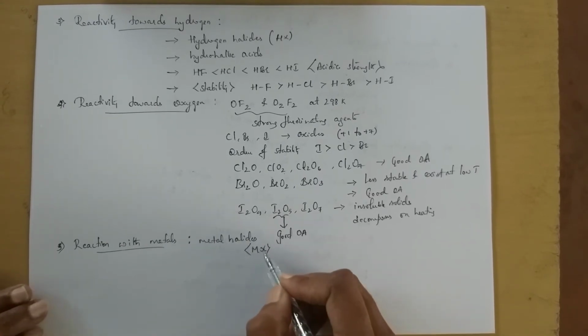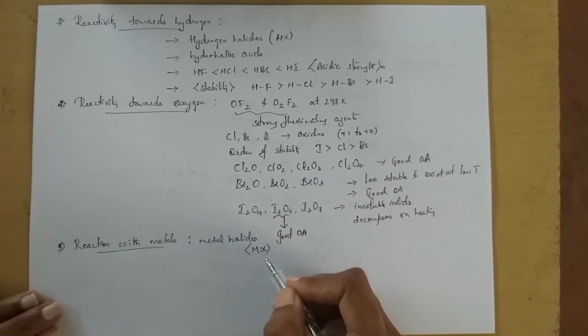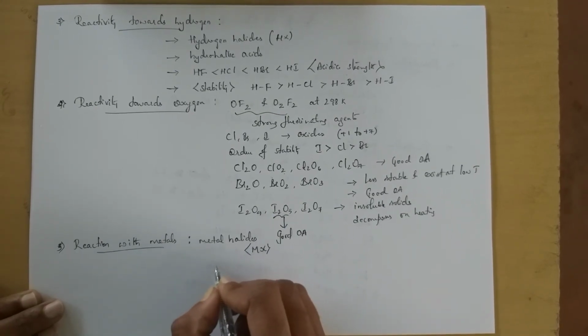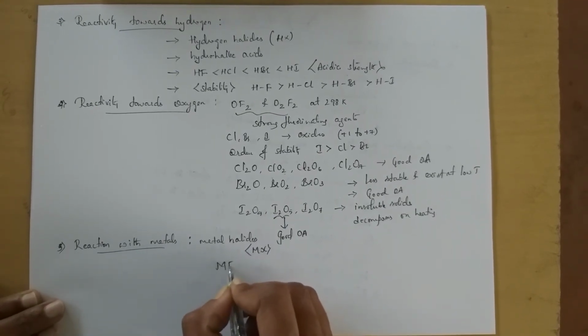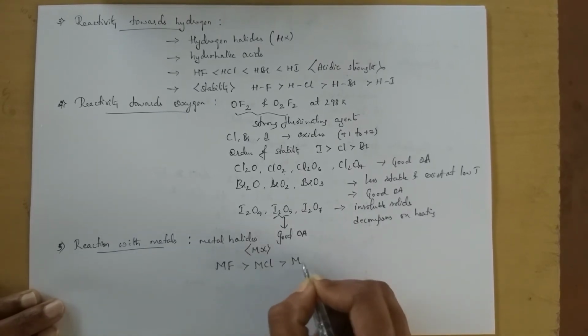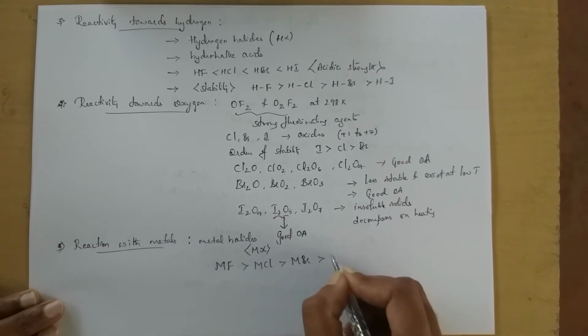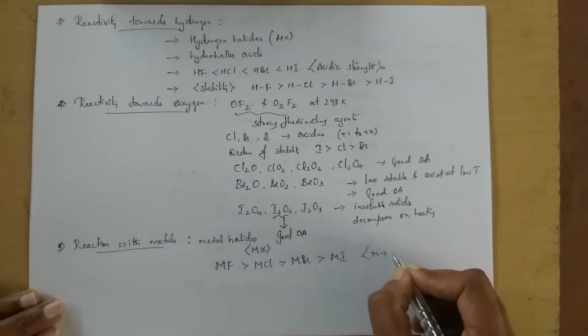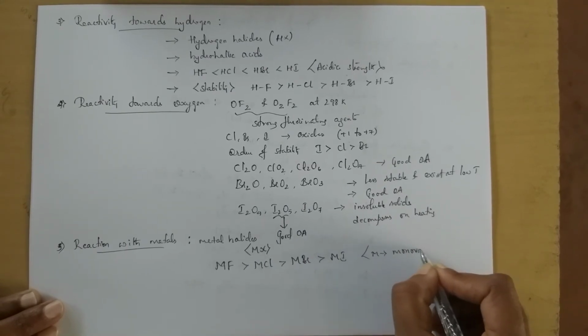When a metal reacts with a halogen, it will form metal halides. The ionic character of these metal halides is: metal fluoride greater than metal chloride, further greater than metal bromide and further greater than metal iodide. Here M refers to metal, particularly a monovalent metal.